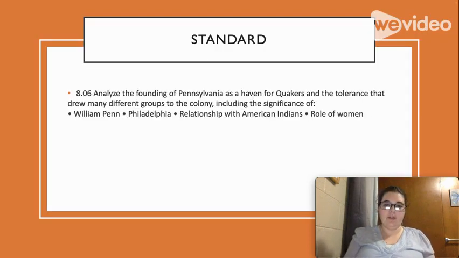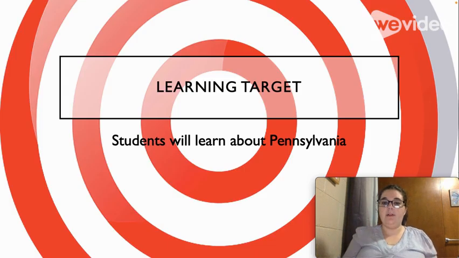And our standard is to analyze the founding of Pennsylvania as a haven for Quakers and the tolerance that drew many different groups to the colony, including the significance of William Penn, Philadelphia, relationship with Native Americans, and role of women. Now we're going to talk about what our learning target is.